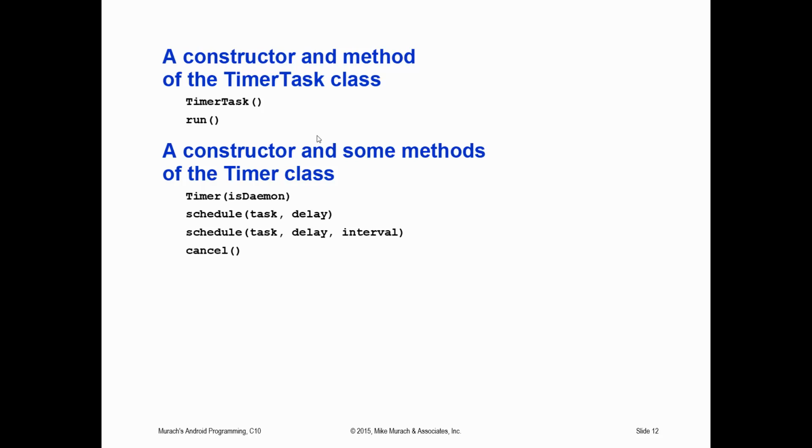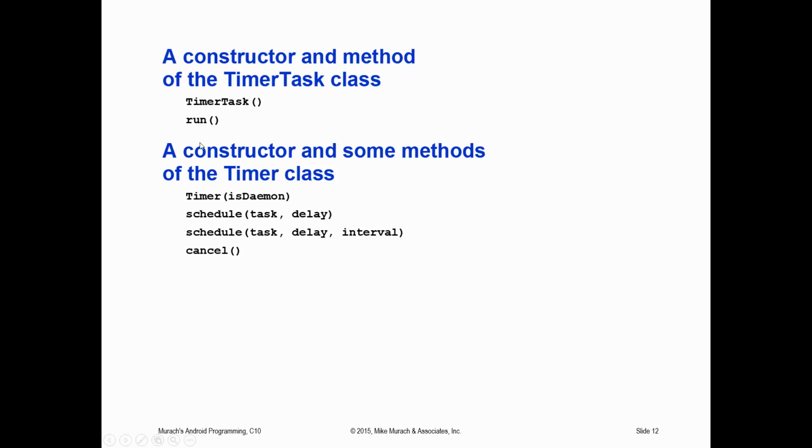Schedule, which executes the specified timer task once after some kind of a delay in milliseconds. Schedule task delay interval, which executes the task repeatedly after a certain number of intervals. So this first one is more like the old-fashioned alarm clock. This is like the thing with the snooze. Cancel a timer. Well, if I've got my alarm set for 6 o'clock and I wake up and it's 5 to 6, I might just turn the alarm clock off, and that would be the cancel.